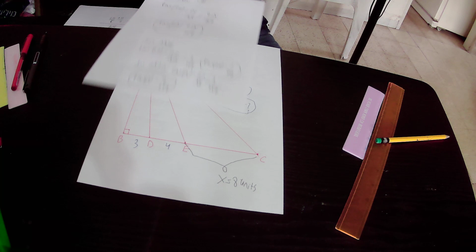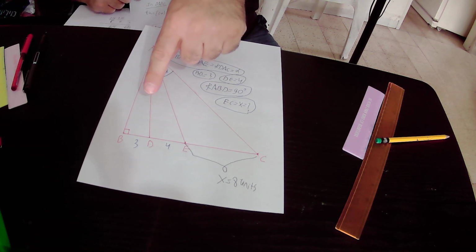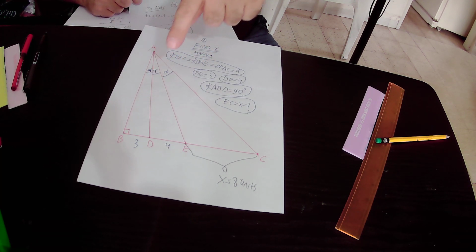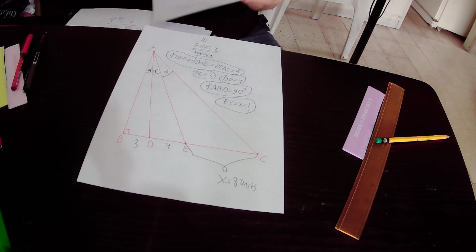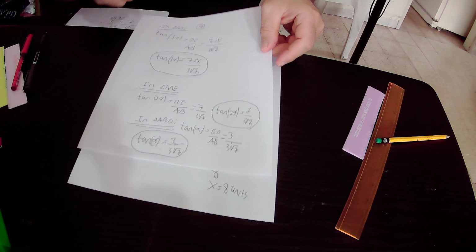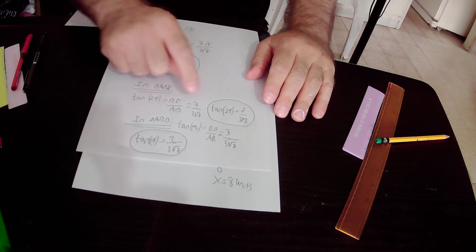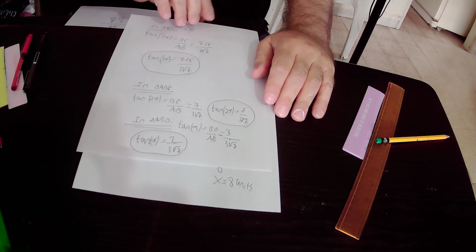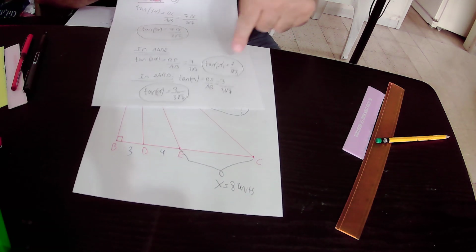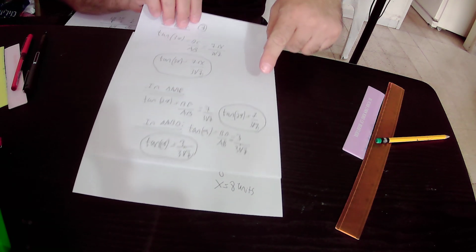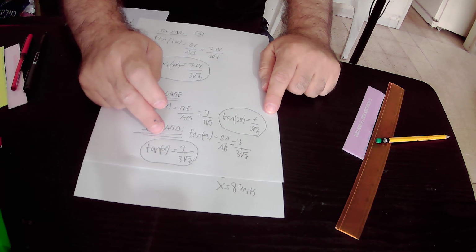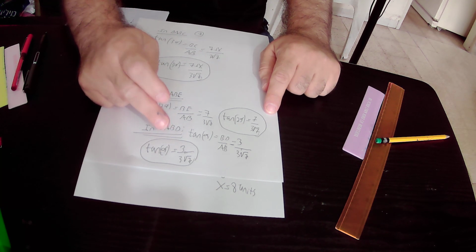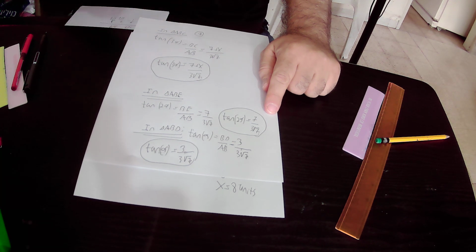And then we focus on the right triangle ABD. In the right triangle ABD, we know that tangent alpha equals BD over AB. We know that BD equals 3 units and AB equals 3 times root 7. So in total, the value of tangent alpha equals 3 over 3 times root 7. So we found the values of tangent 3 alpha, tangent 2 alpha, and tangent alpha.